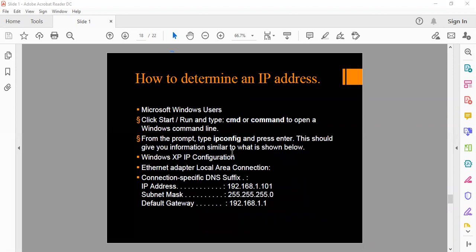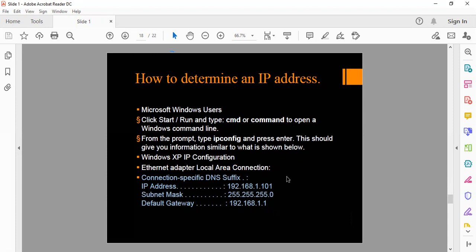How do you determine an IP address? As I said at the beginning of the class, these are the previous ones and ipconfig. It is a specific command. All these terms we will study in our lab class: how you assign IP addresses to any device, what the subnet of that device will be, and what the default gateway is.